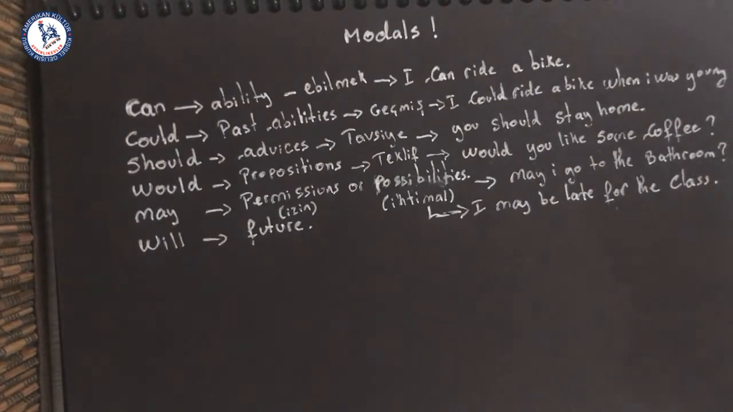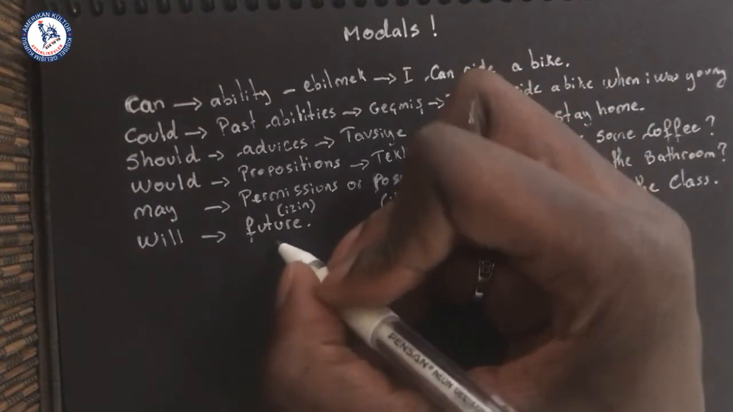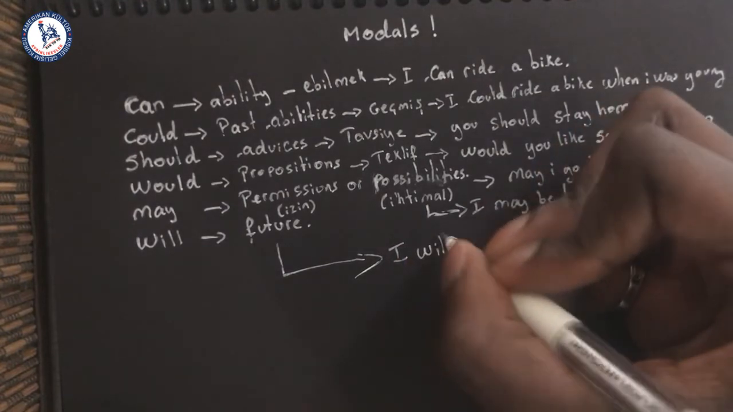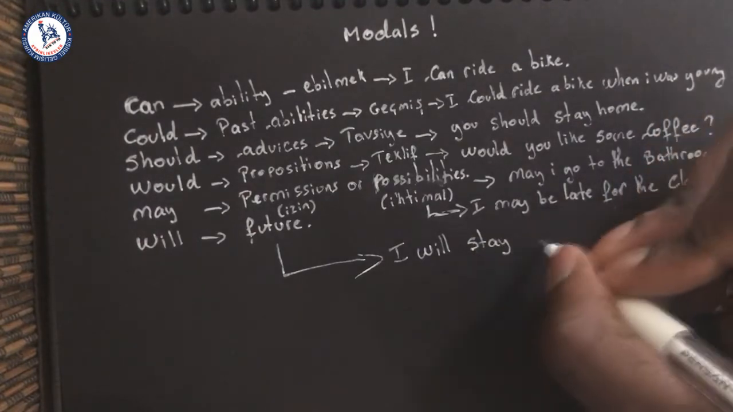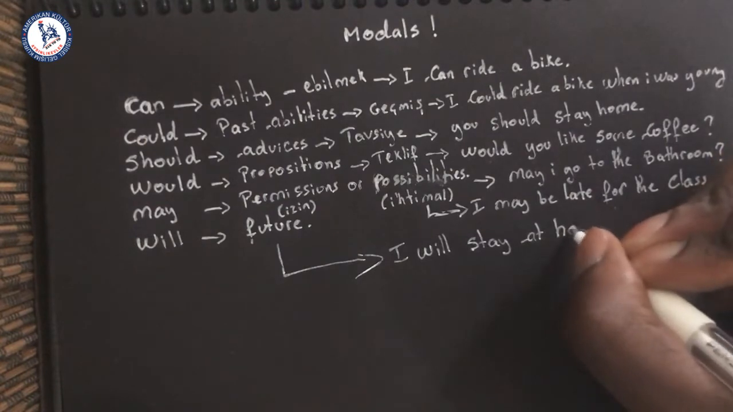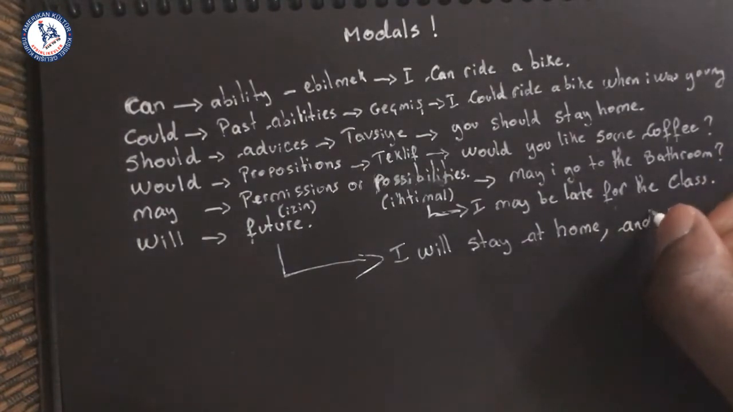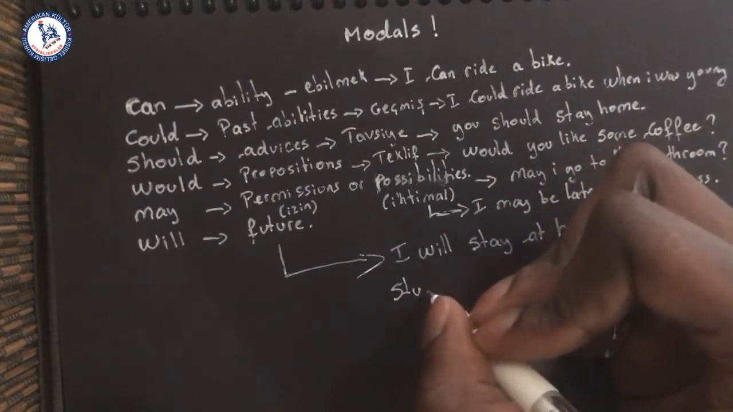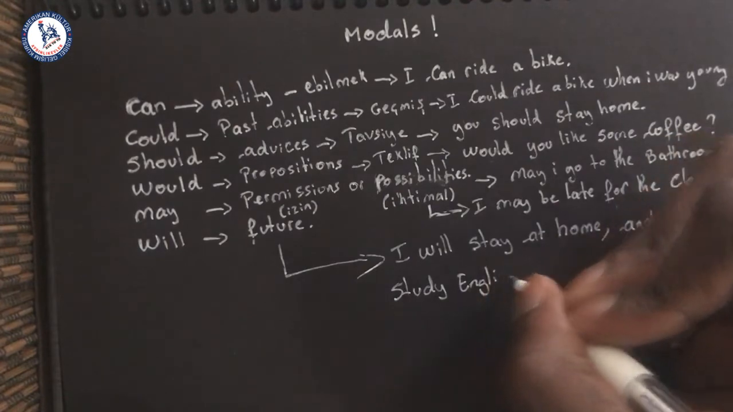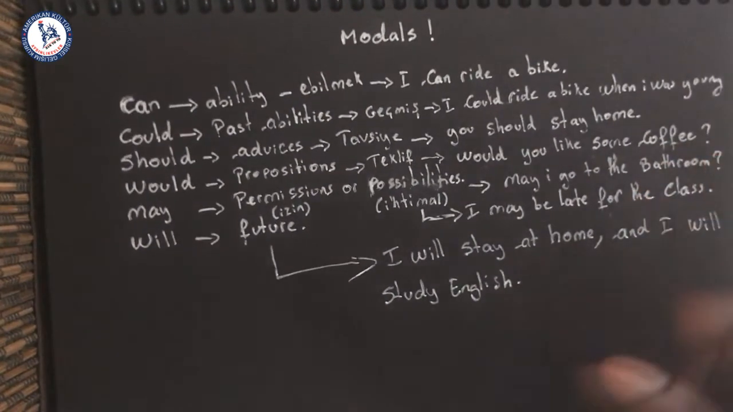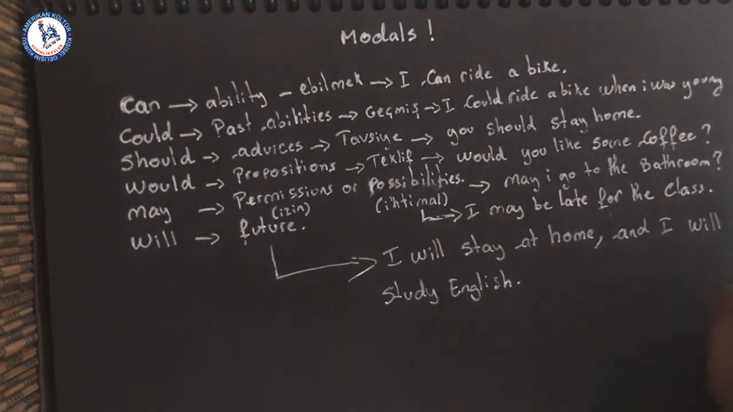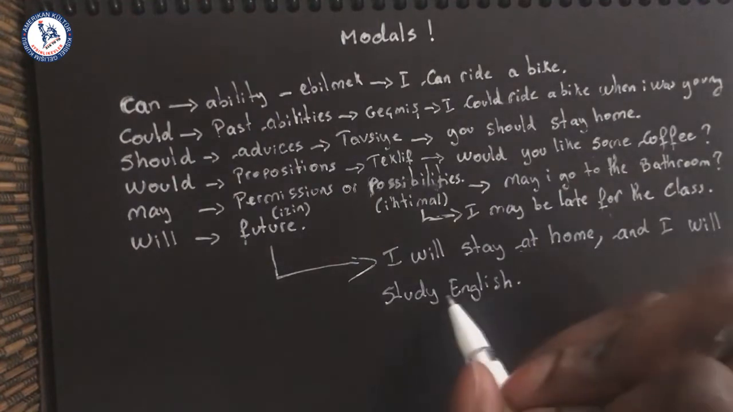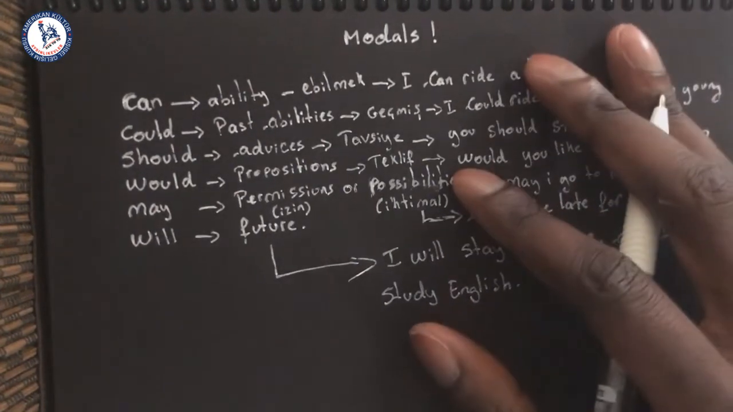So it is possible. And then you have will for the future, and will for the future is actually very simple. I will stay at home and I will study English. So this is for the future. It says not now, but after. I will stay at home, evde kalacağım, and I will study English. Ve İngilizce çalışacağım. So this is for the future.